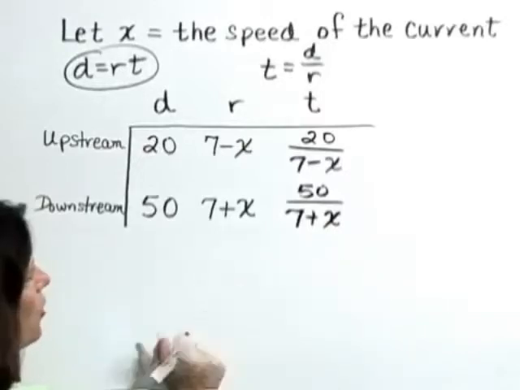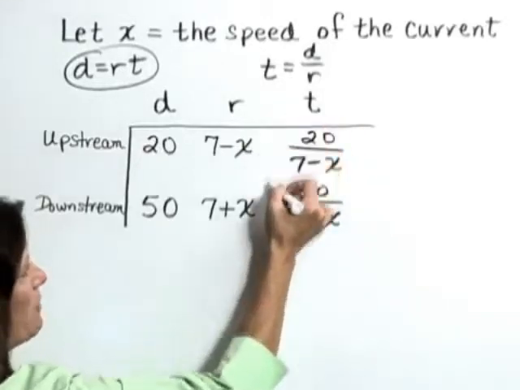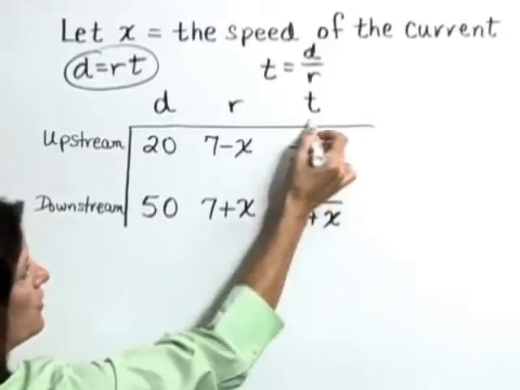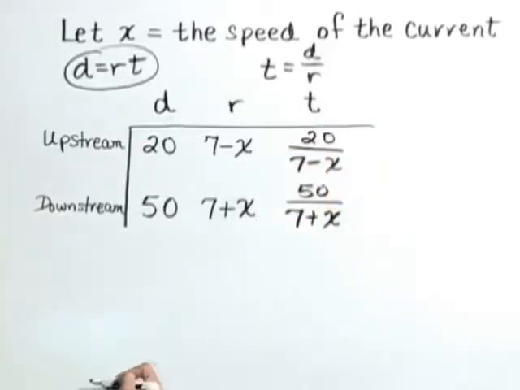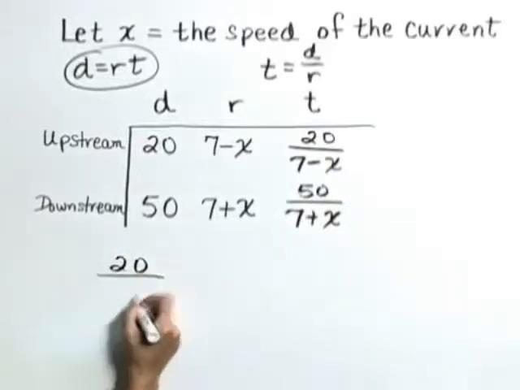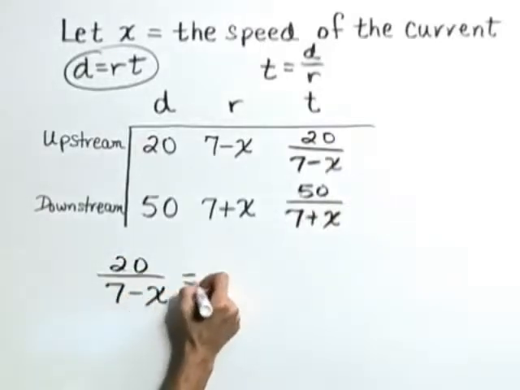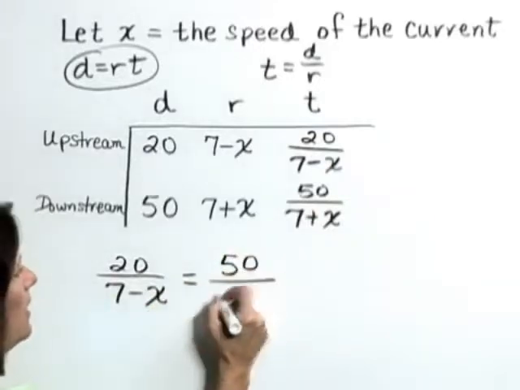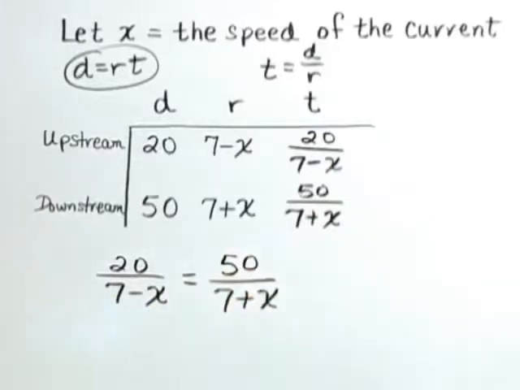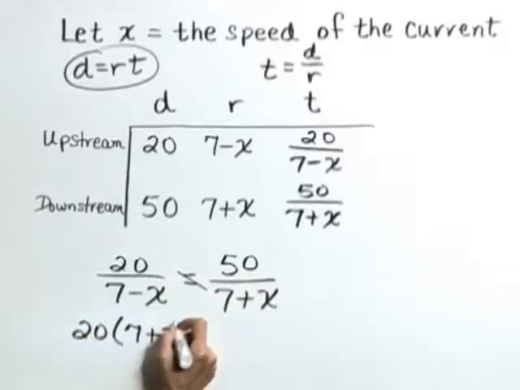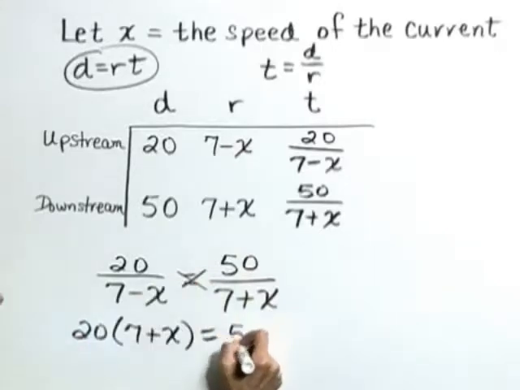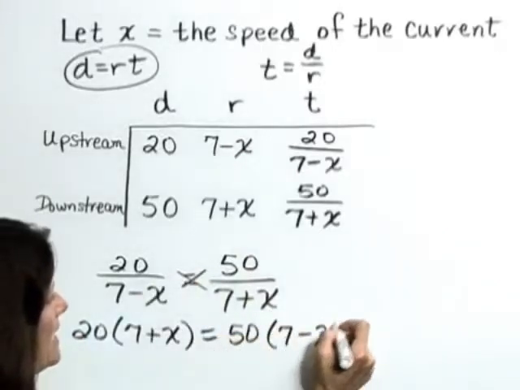Now we're ready to write our equation. We're given that it takes the same amount of time to do these two things, so we know that these time values are equal. We'll use that to state that 20 over 7 minus x equals 50 over 7 plus x, setting those equal. Now, we have a proportion, and we know that the cross products of proportions are equivalent. So let's cross multiply. We have 20 times (7 plus x) is equal to 50 times (7 minus x).